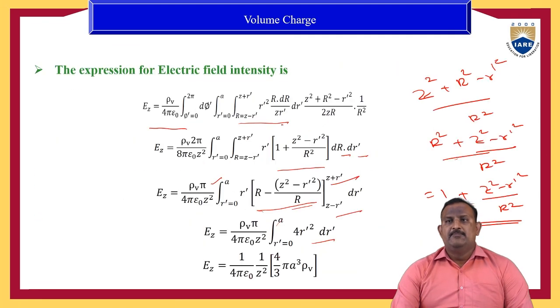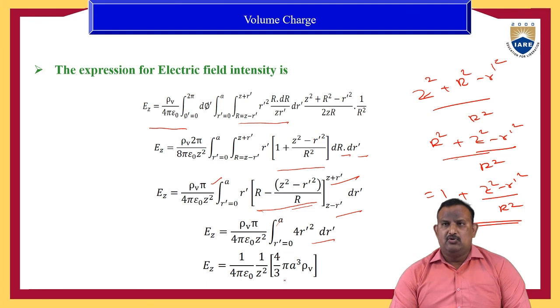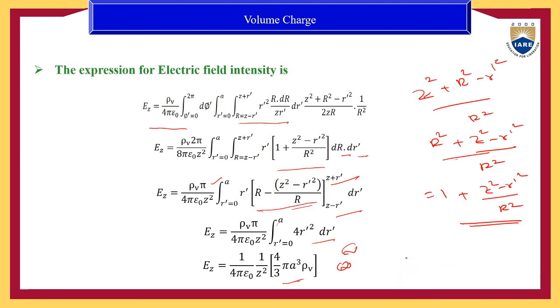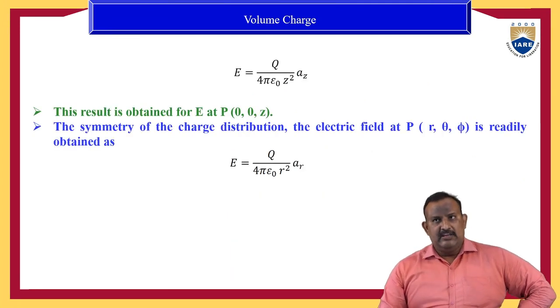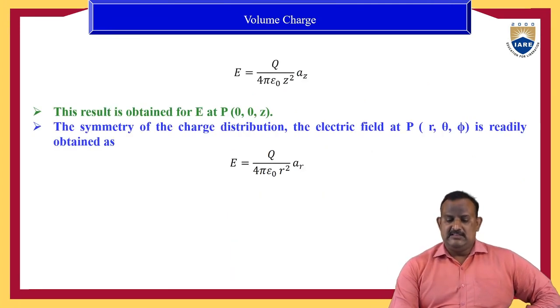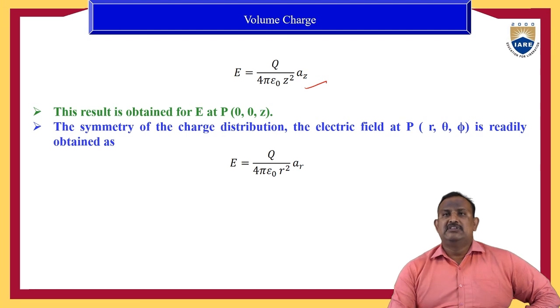Therefore, in place of rho v into 4/3 pi a cube, we can write the q value. For the equation, the electric field along the z direction, Ez, will give 1 by 4 pi epsilon naught, 1 by z square into q. We can write directly Ez equal to q by 4 pi epsilon naught z square into Az, where Az is a unit vector along the z direction. This result is obtained if we assume the point outside the sphere.